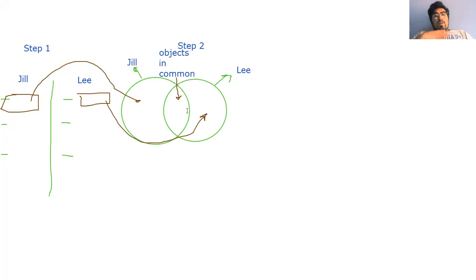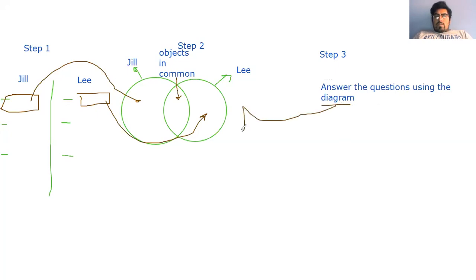Okay, so objects in common here. This is my recommendation. And step number 3 is simple. Answer the questions using the diagram. Okay, so you have to use this diagram to answer the questions. Okay, so let's go back to the book.